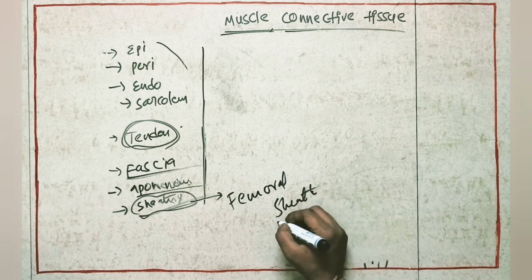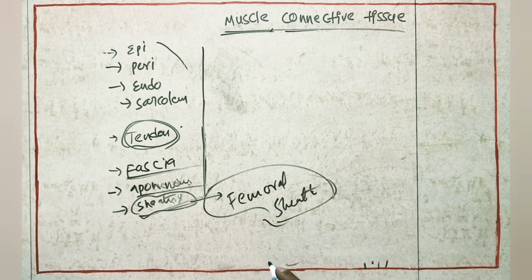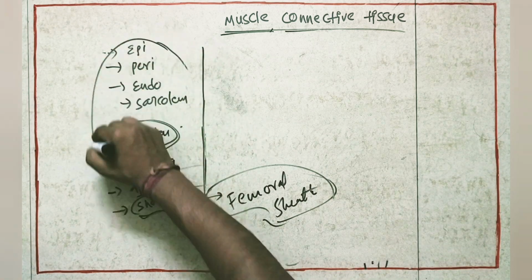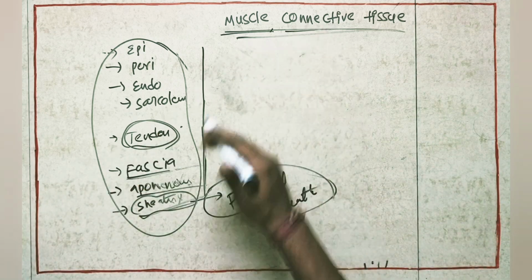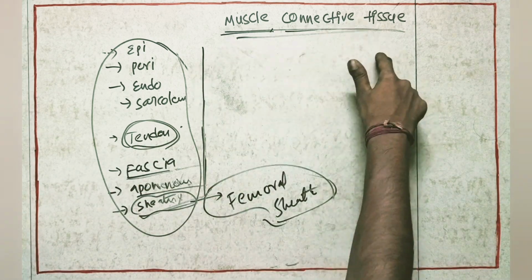Okay. Now we'll see sheaths, for example the femoral sheath. We can see the femoral sheath in the femoral triangle. So these are the connective tissue structures of the muscle. Contractile tissue structures are different, connective tissue structures are different. So this is about muscle connective tissue. Okay.